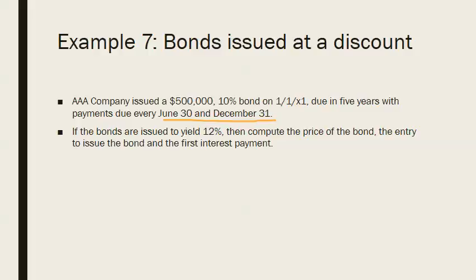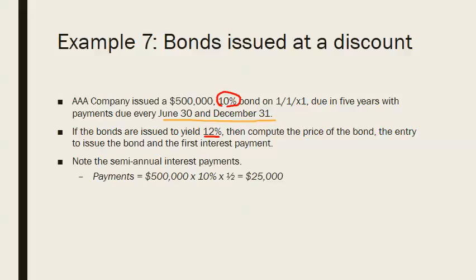Notice that the bonds yield 12%, and so that should be a discount because the market is paying higher than the stated rate. The stated rate's up here at 10%. So since the market's paying more interest than we are, we have to discount our price to entice people to buy our bonds. The interest payments are semi-annual, so we have to multiply by 1/2. So principal times rate times time: the principal is 500,000, the stated rate 10%, and every 6 months, so we come to $25,000.